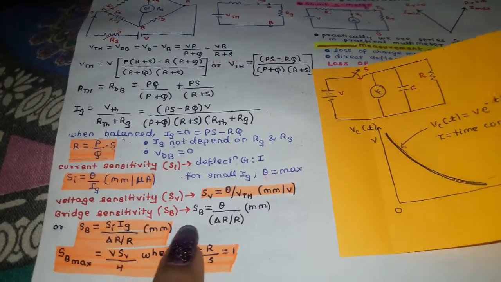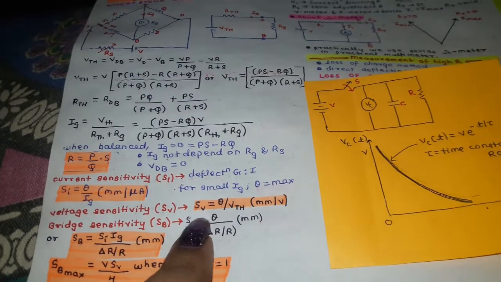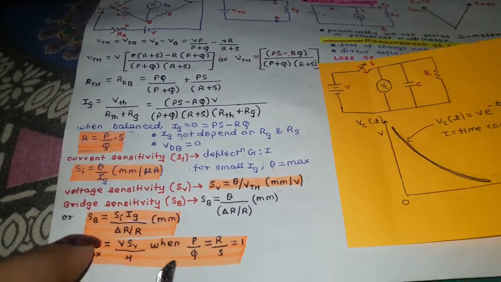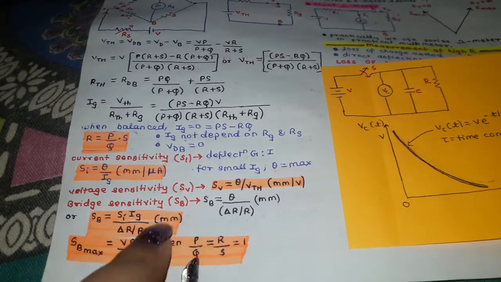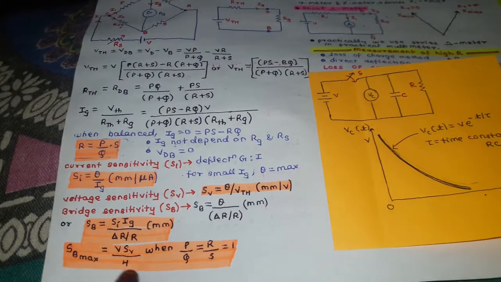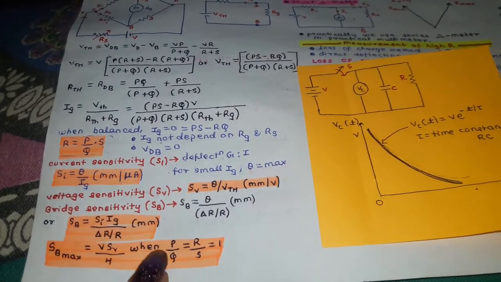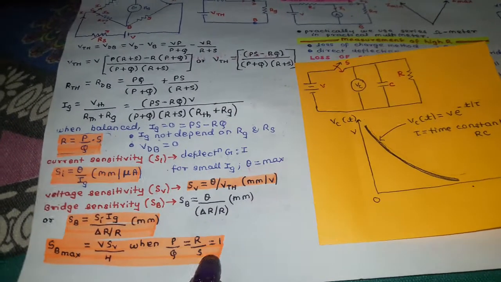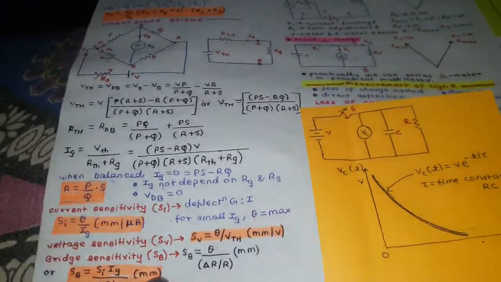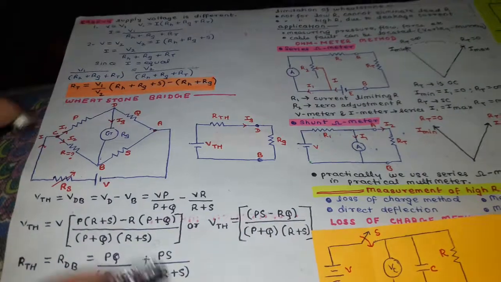Then we have bridge sensitivity given by this particular formula. Here it is the ratio of deflection to a small change in resistance. This is your formula over here. It is measured in mm, and your bridge sensitivity is high when this particular condition is satisfied: P upon Q equals R upon S equals 1. So you have to keep these things in mind with regards to the Wheatstone bridge.